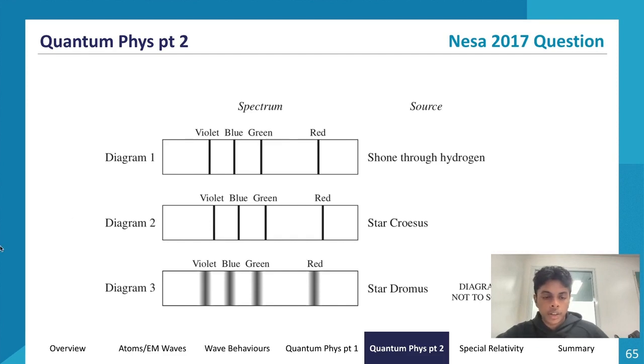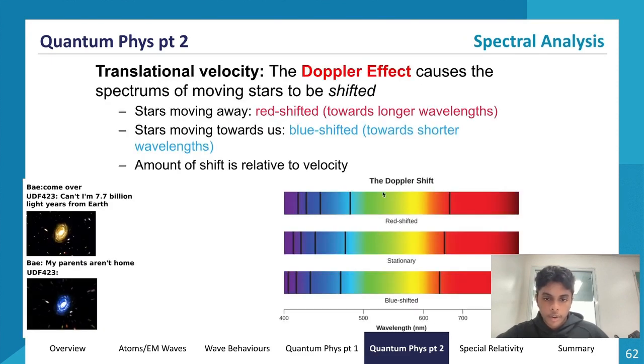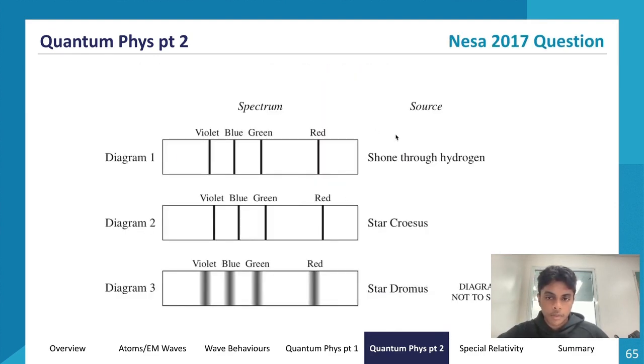So we can tell one is shifted, and because of that, if we go back to check, red shifted means it's moving. This is stationary. Red shifted means it's moving to the right, towards the red spectrum. And if it's shown through hydrogen, this is what it would look like if it was stationary. So diagram 1 shows us a stationary view of what's happening.